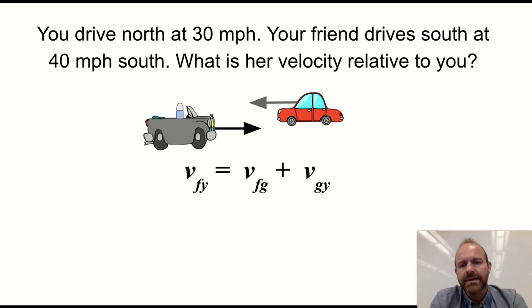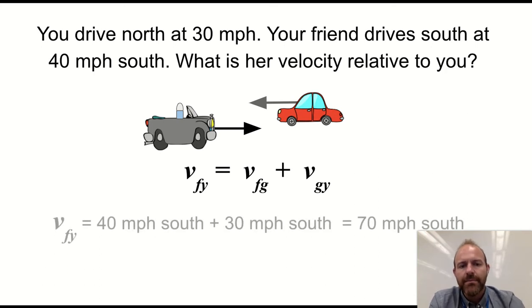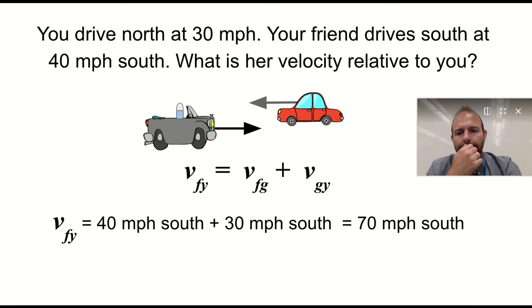Well, this is a classic. Friend relative to you is the velocity of the friend relative to the ground, plus the velocity of the ground relative to you. Of course, the ground relative to you is the negative of you relative to the ground. So the ground is heading 30 miles per hour south if you're heading 30 miles per hour north, and that gives us about 70 miles per hour south.